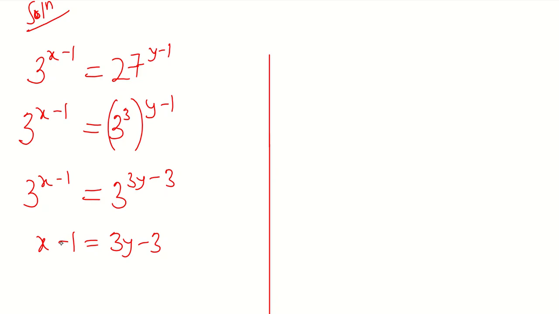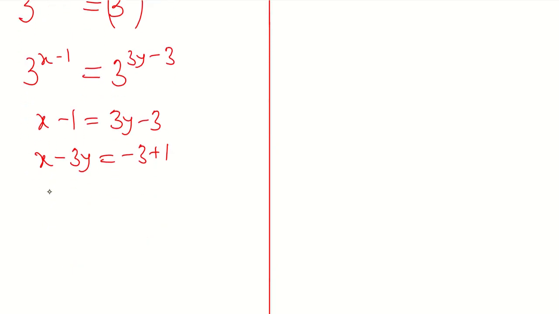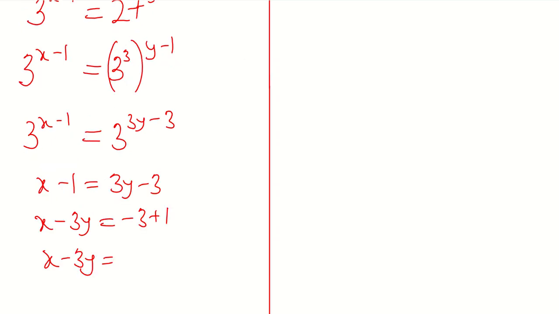Now we can group like terms, such that the variables will go to one side and the constants will go to the other side. By so doing, we have x. Now when 3y crosses the equal sign, it becomes minus 3y, and we have minus 3 plus 1. Then we have x minus 3y equal to minus 3 plus 1, which gives us minus 2. And so we can label this as equation 1.